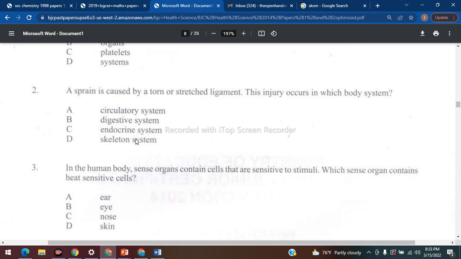Yep, skeletal system. Alright, next question. In the human body, sense organs contain cells that are sensitive to stimuli. Which sense organ contains sensitive cells? Skin. D, the skin. Skin cells, because heat, like the sunlight, stove, your skin feels that.